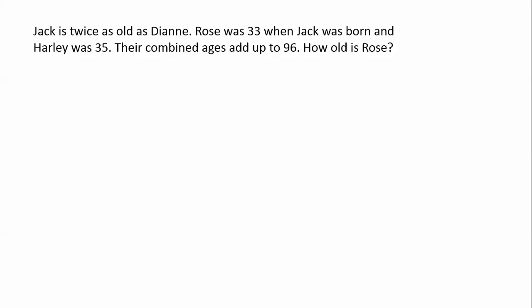Now, the thing about this is we know that all their ages added up together equals 96. And we could write an equation like this: Jack plus Diane plus Rose plus Harley equals 96. And that's a perfectly valid equation. It just doesn't actually help us solve this. So what we need is something that we can actually simplify so that we can get an answer.